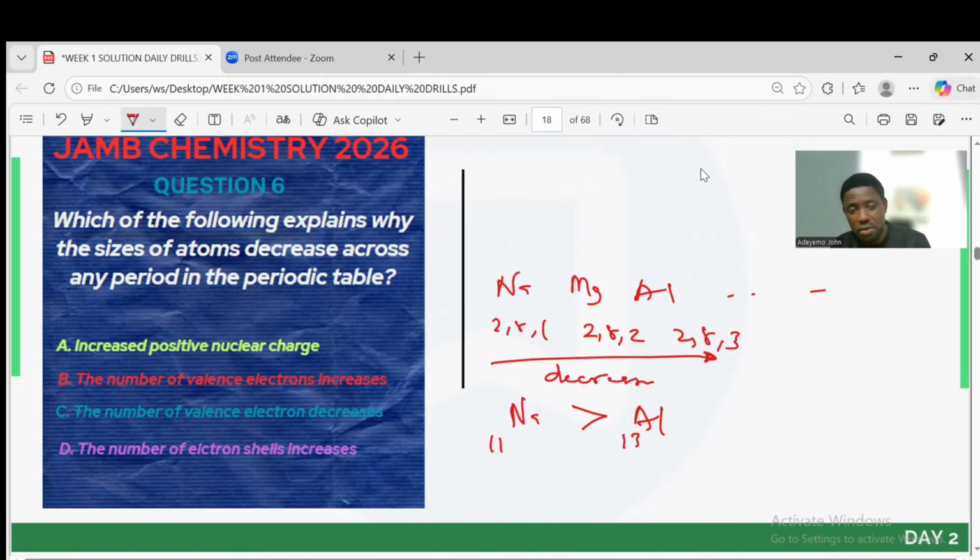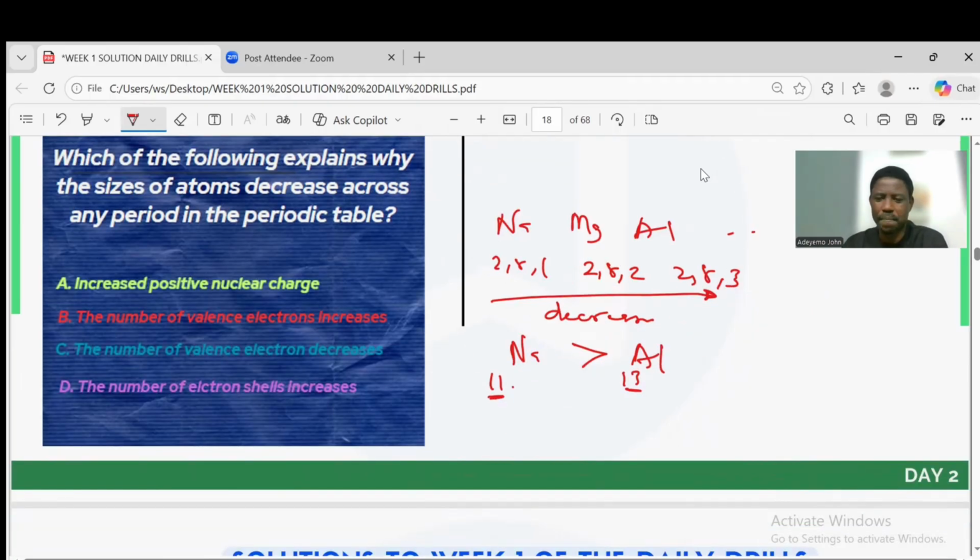If the size of atoms decreases across the period, what it means is sodium is bigger than aluminum. And sodium has 11 protons, while aluminum has 13 protons. So let's now see why is that? All right, let's quickly compare them.